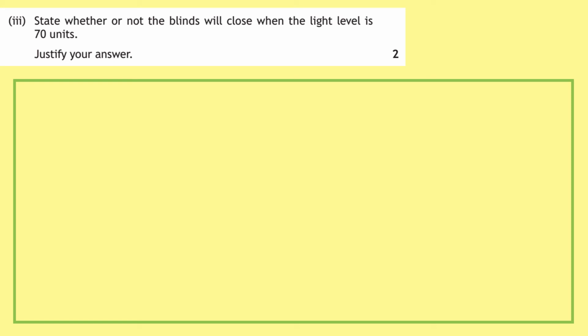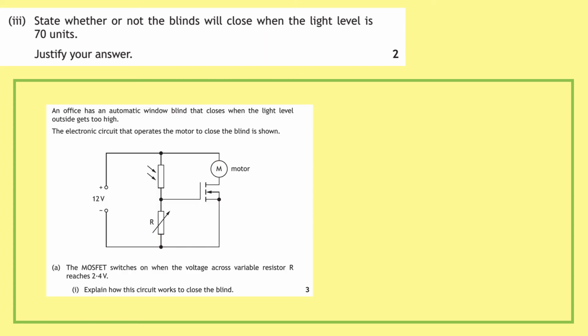Part 3. State whether or not the blinds will close when the light level is 70 units. You must justify your answer. Let's look back to the beginning of the question. We've got some quite important numbers. We can see next to where it says Part A, the MOSFET switches on when the voltage across the variable resistor R reaches 2.4 volts. We just worked out that at 70 units, as it's specified in the question, the voltage of our resistor R is 2 volts. We just looked at that. So do we think the blind is going to close or not? No, the blind will not close.